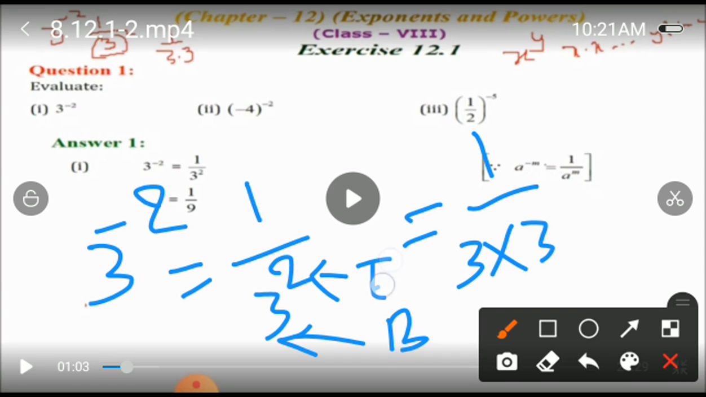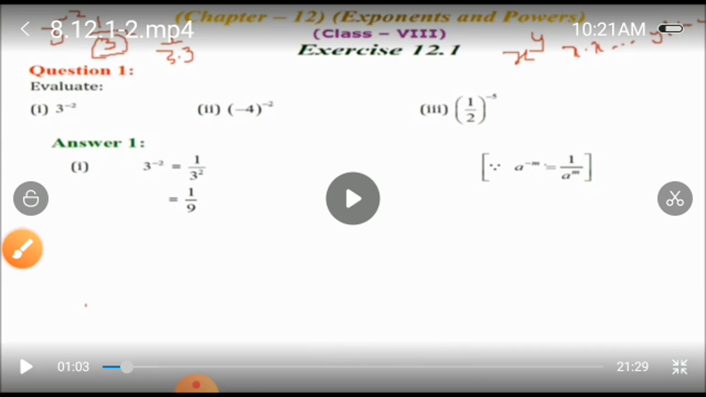You already studied last year, and once again I remind you: the number down is called the base, and the number written on the top is called the exponent or power. The base is repeated as many times as its exponent says. So here 3 has to be multiplied 2 times, and 3 threes are 9. So the answer is 1 upon 9. Clear?